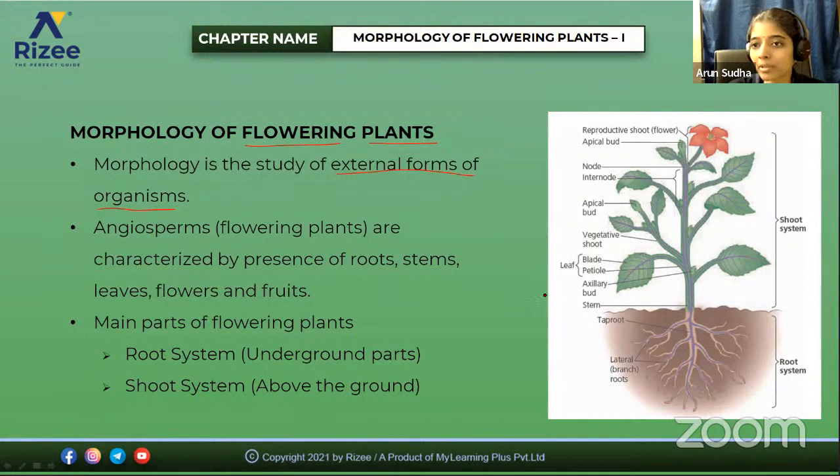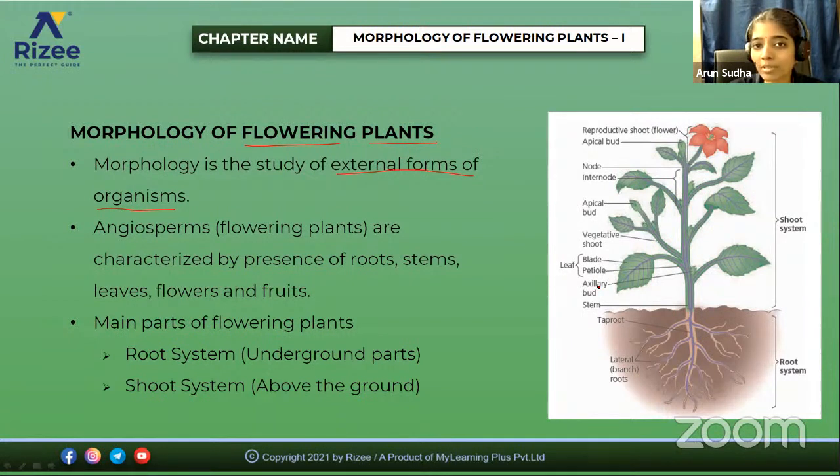And then shoot, blade. What do you mean by blade? It is the widest part in the leaf which carries out the photosynthesis. And then petiole, that is the point of attachment of leaf to the stem. So this is the stem. So these are the general features that we are seeing in a plant. So actually, you know all these structures, right?